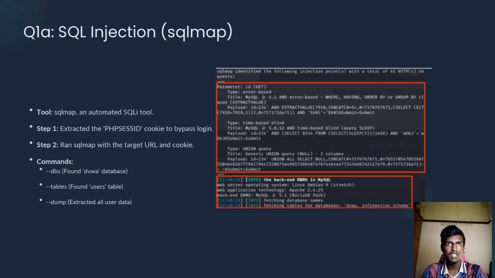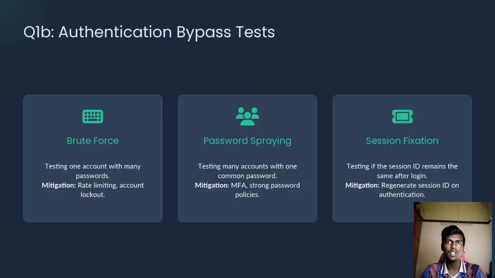So question B. Additionally, you are concerned that the web application authentication mechanism might be vulnerable to bypass techniques, potentially granting unauthorized access to sensitive features or user accounts. Demonstrate methods to test authentication mechanism resilience against common bypass techniques, including brute force attacks, password spraying, and session fixation.